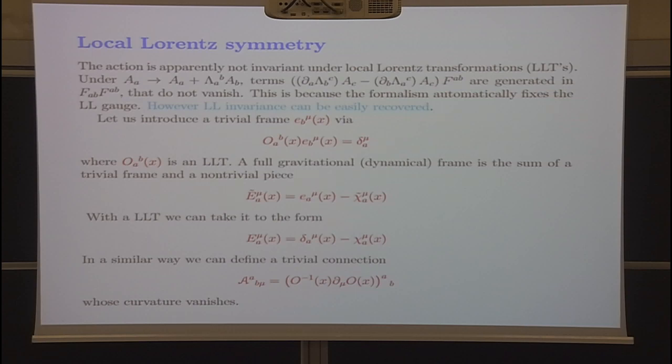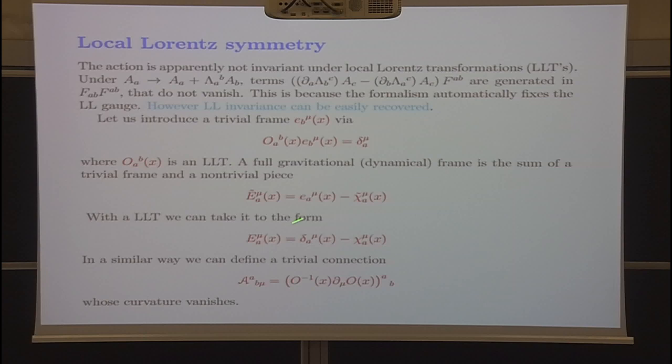The point is that this theory, the theory that I showed you before, comes with a fixed local Lorentz transformation, a gauge fixed local Lorentz transformation. But you can immediately restore the local Lorentz invariance in a very simple way, by introducing a trivial frame. A trivial frame is defined by the fact that if you multiply it by a local Lorentz transformation, O^AB, you get a delta. A full gravitational frame is the sum of a trivial frame and a non-trivial one which contains the dynamics.